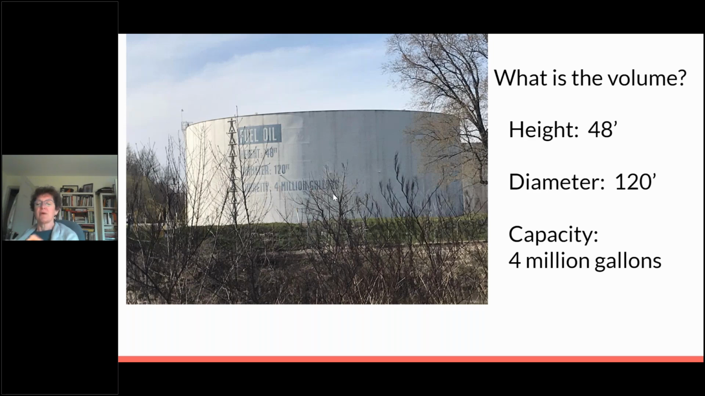Okay. Radius squared times height. So what is our radius? Did they give us that information? Our radius is 60. Beautiful. So the volume is going to be pi times 60 squared times 48. 48. Beautiful. Now what do we do?